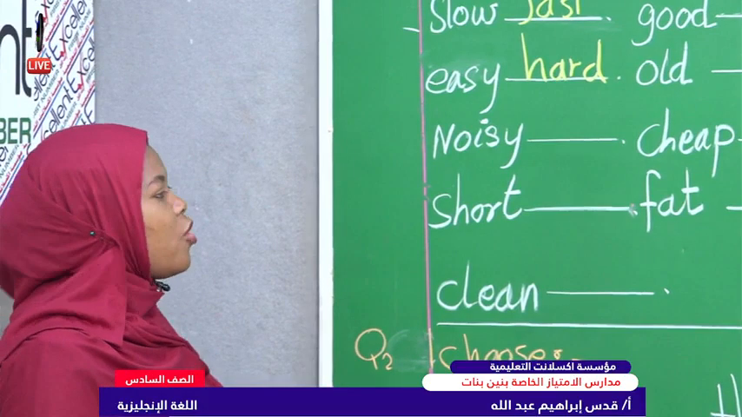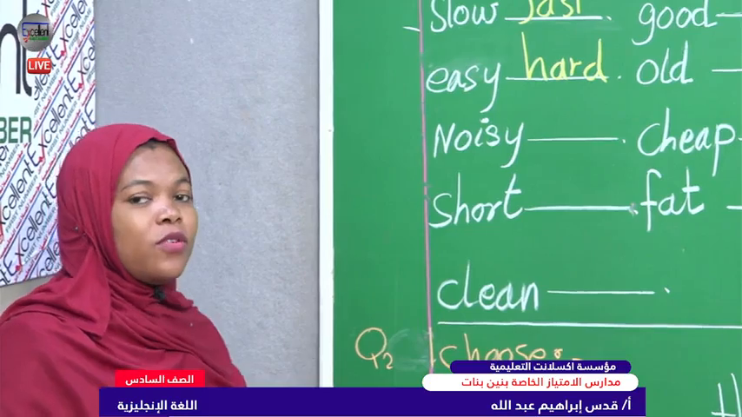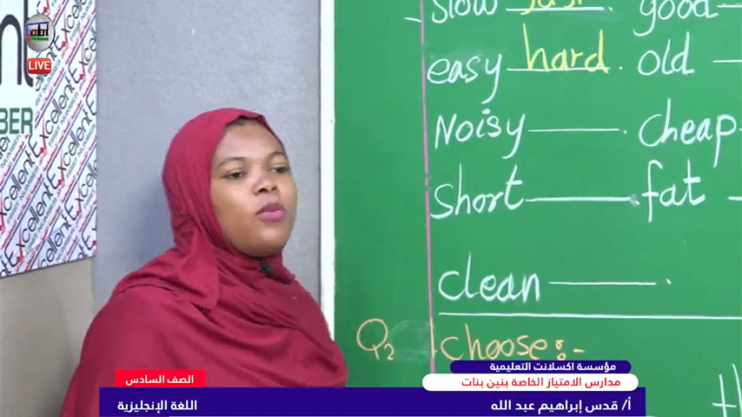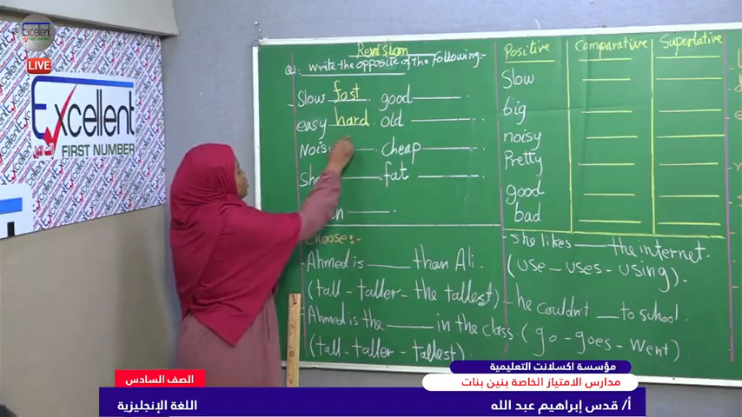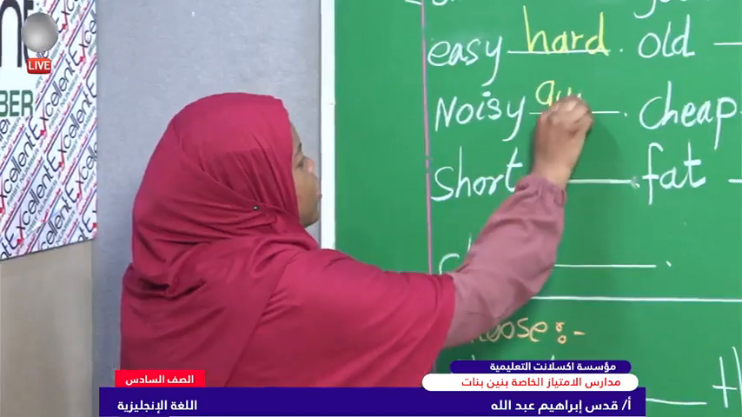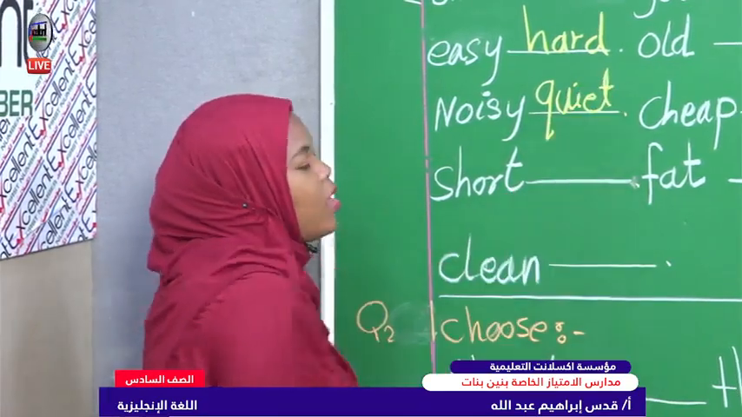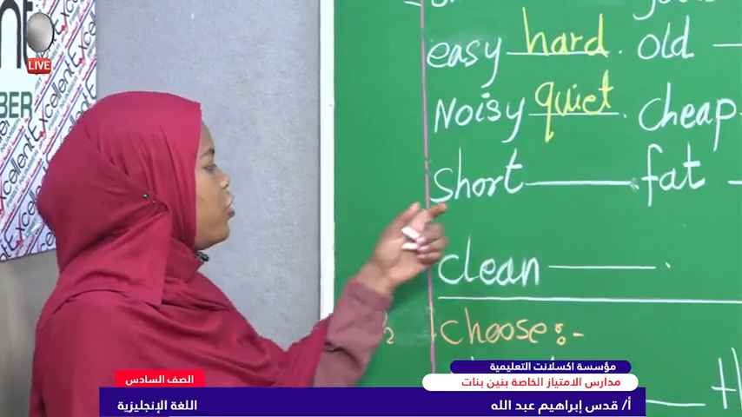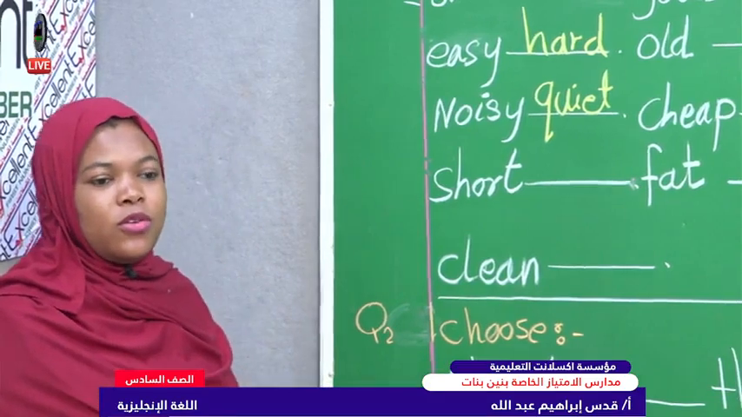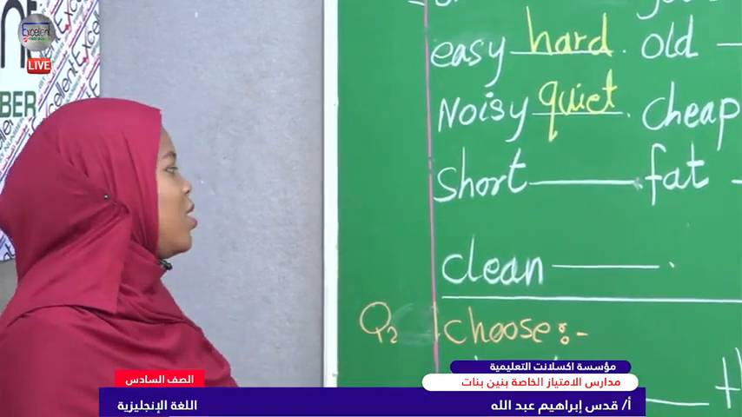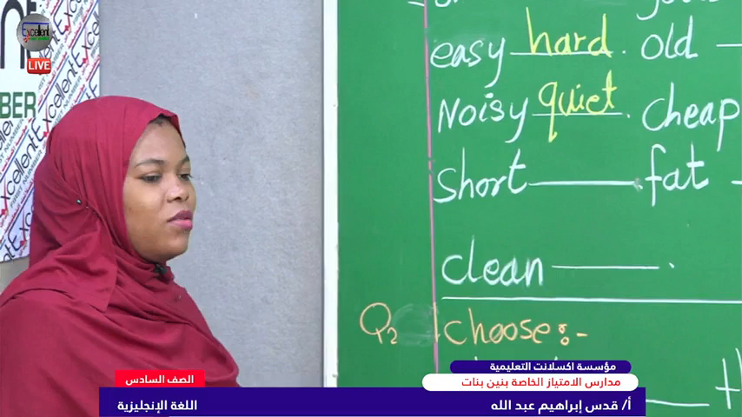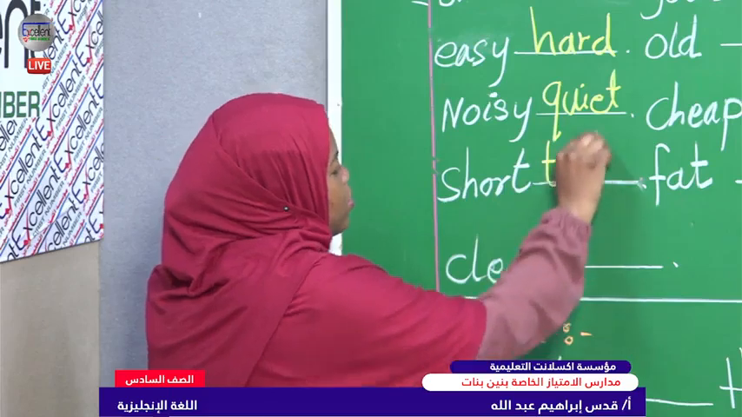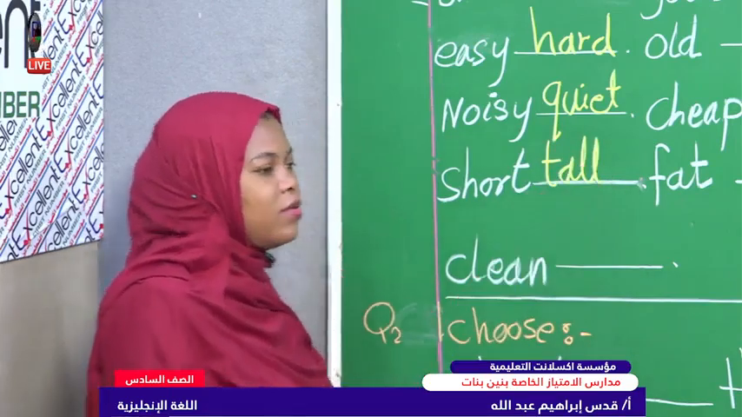Noisy. What is the opposite of noisy, or what is the meaning of noisy? Noisy مزعج. The opposite of it is quiet. The opposite of noisy is quiet. Short. Yes, short means قصير. The opposite of short is tall. Yes, tall. T-A-double-L.